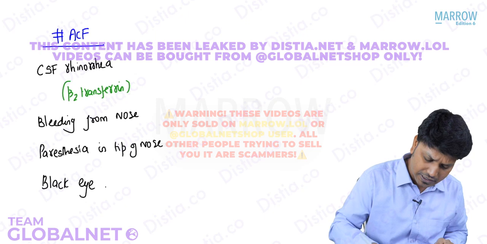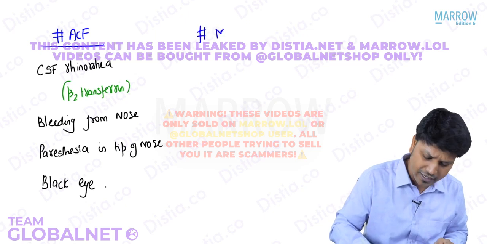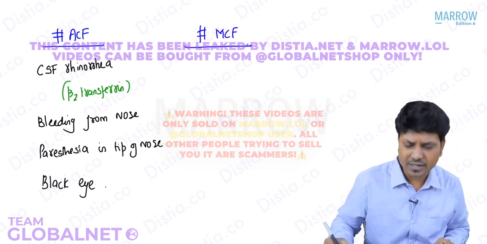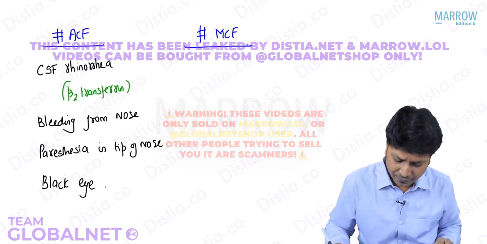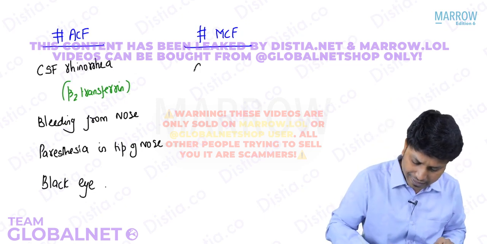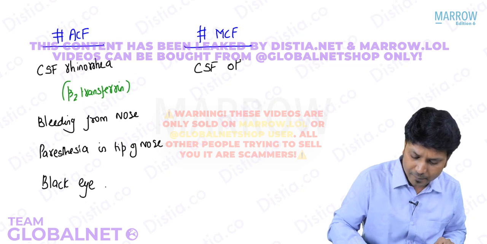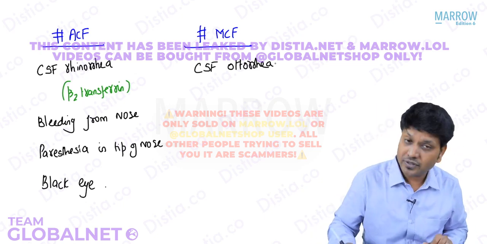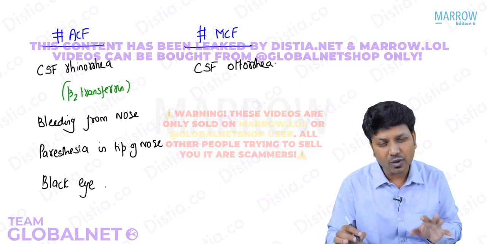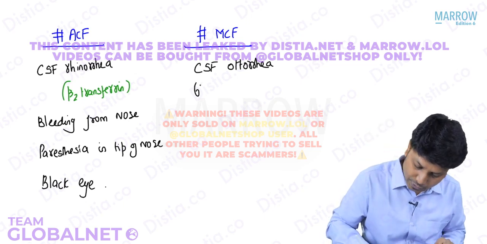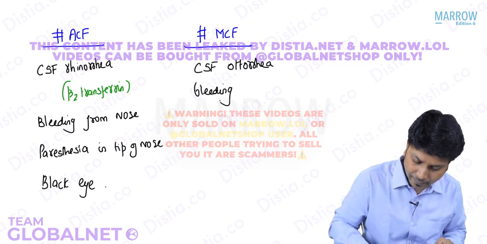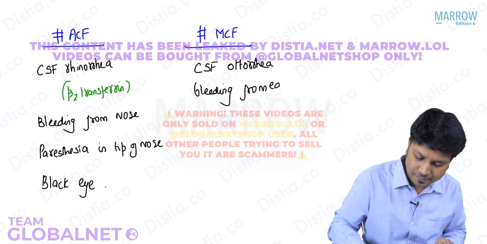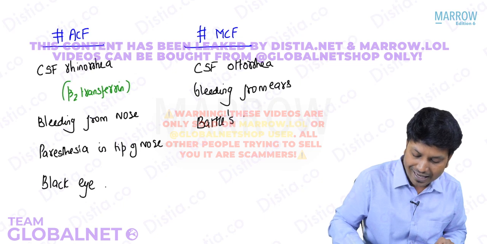In case the person suffers a fracture of the middle cranial fossa, what can we see? Here we can see CSF otorrhea, right? CSF leaking from the ear. If the tympanic membrane is torn, you can get CSF otorrhea. You can as well expect bleeding from the ears. And most importantly, we find what is called Battle sign.